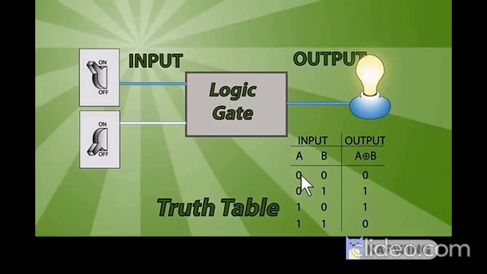So based on that, we have designed a truth table, whether both switches are turned off, whether one of the switches is turned on, or both the switches are turned on. So this type of table is called a truth table. So this is all about logic gates.